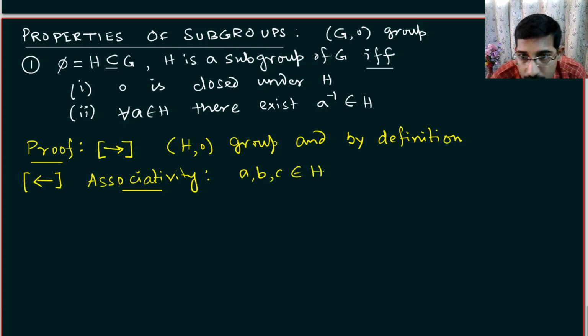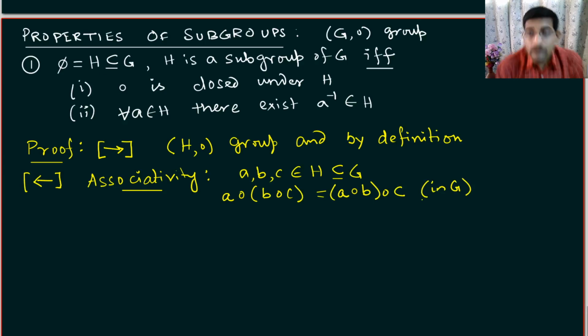Now since H is also a subset of G, these elements also belong to G as well. Since these elements belong to G, therefore in G you can say that this relation holds. So this also holds in H as well, because these are the elements from H. Since the operation is closed, as we assume, this also holds in H. So this proves the associativity of H under operation O.